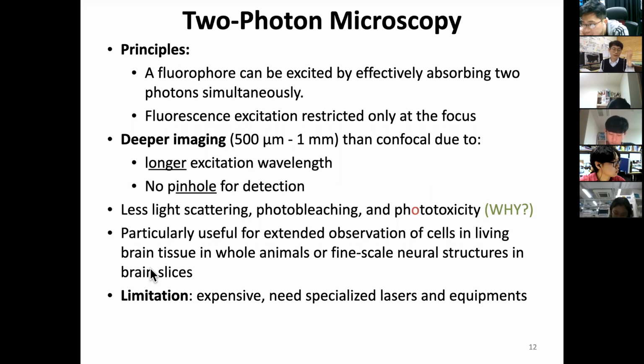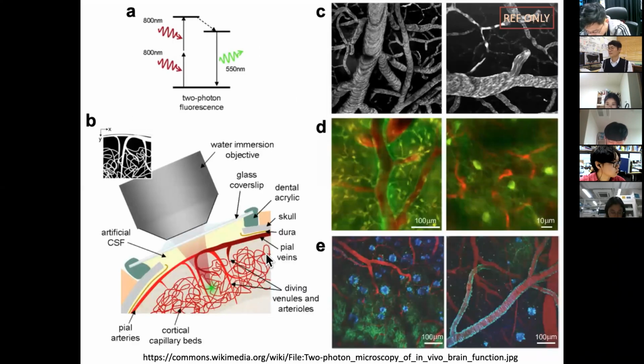But nothing is for free, and two-photon is expensive. Why? To make this nonlinear microscope, you need a special laser. That's very expensive, okay? And the equipment is, of course, for two-photon, the lenses are more expensive, so there are limitations. Okay, so why are we talking about this? Because we want to see inside the brain.